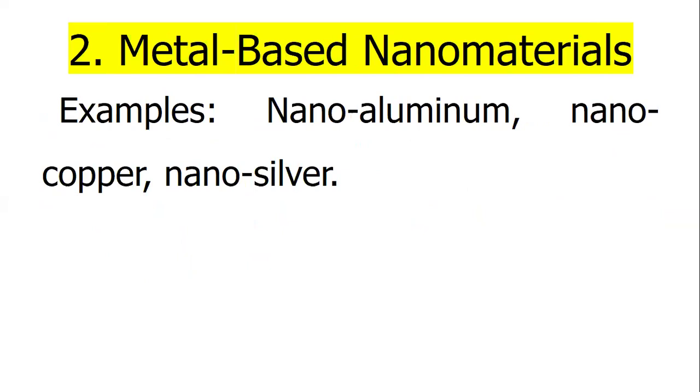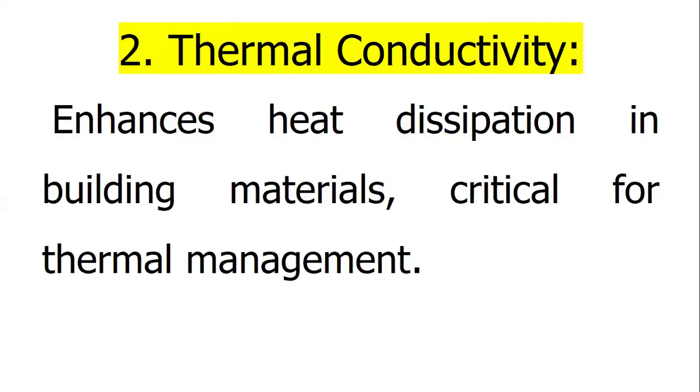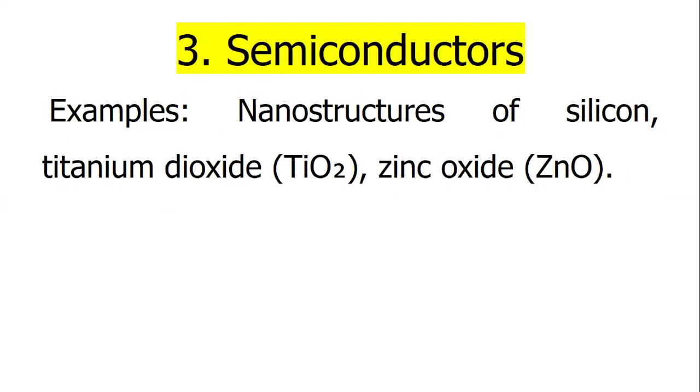Metal-based nanomaterials, for example, nanoaluminium, nanocopper, nanosilver. Applications: corrosion resistance, protects steel reinforcement in the concrete against environmental degradation. Thermal conductivity: enhances heat dissipation in building materials, critical for thermal management. Antimicrobial surface: prevents microbial growth in water pipes and construction materials.